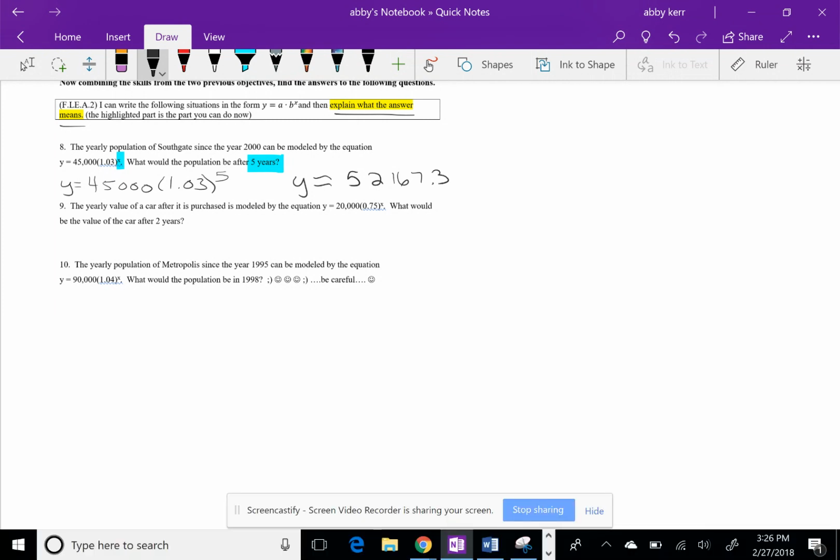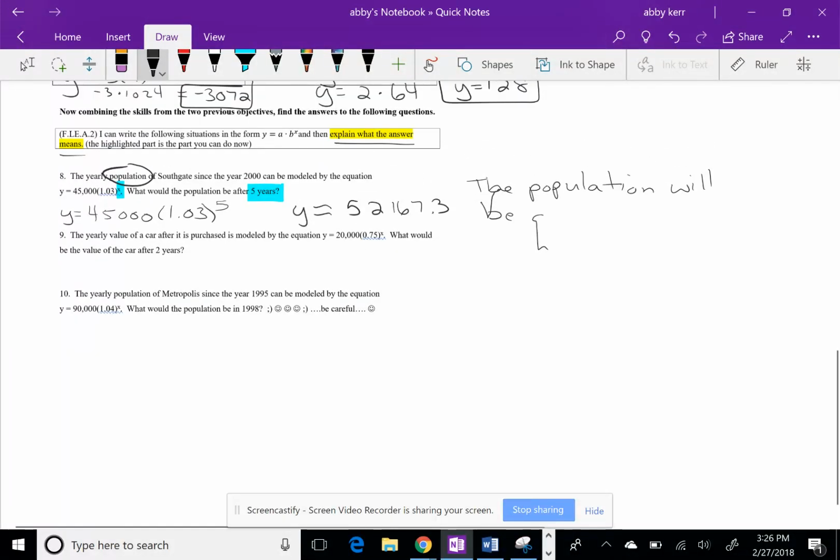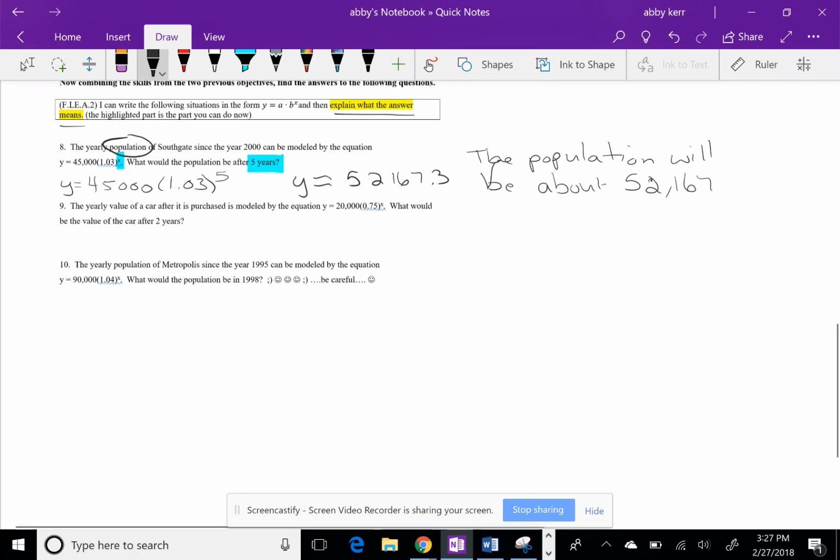that number in the calculator. However, we are talking about population. So population can't be a decimal because we're talking about humans here. Humans can only be whole numbers. So we just round. So you can say, the population will be about 52,167 people.